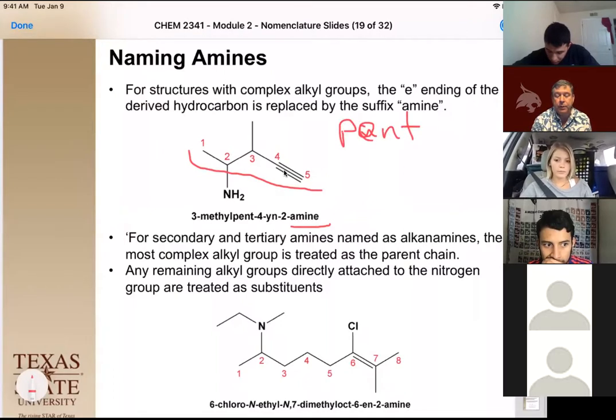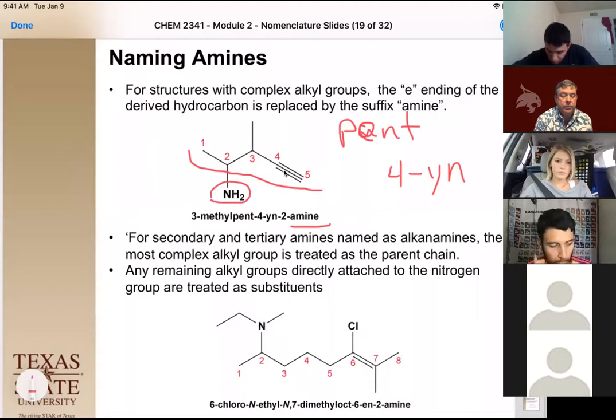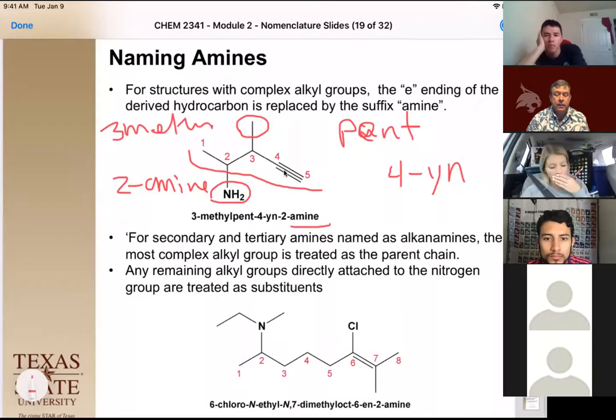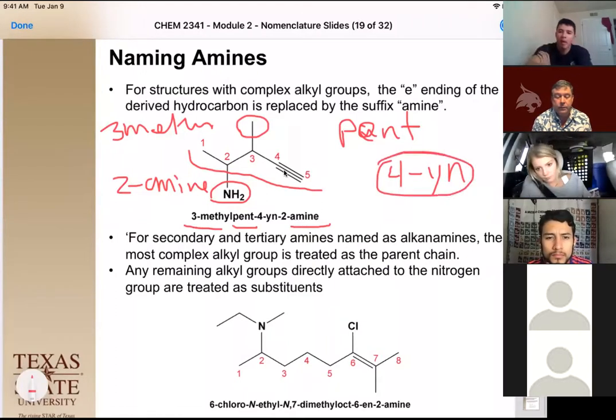We have a triple bond, so we have to say that triple bond is the 4-yne right here. We have our amine, and it's on the 2, so it's 2-amine right here. And we have 1 methyl group, so we have 3-methyl. Okay, so let's put that all together. We have 3-methylpent-4-yn-2-amine.